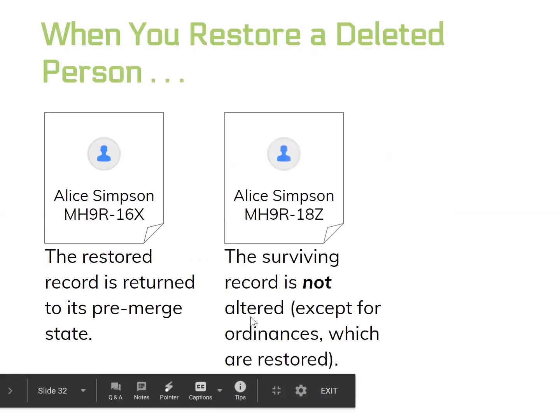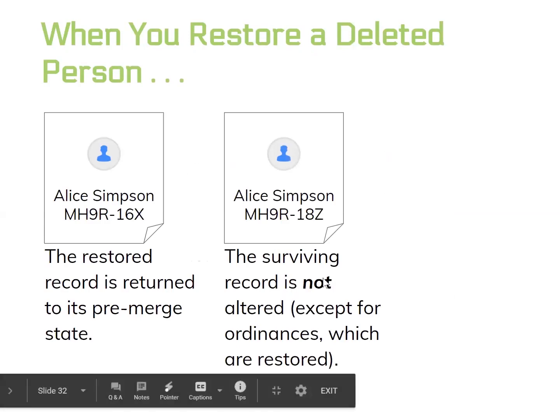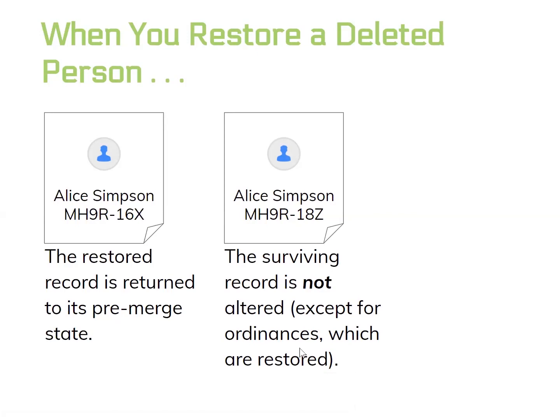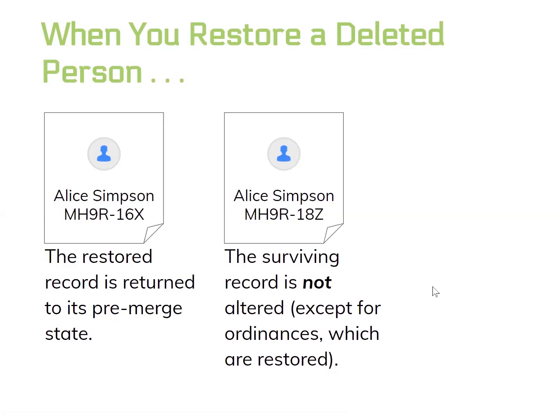But the other record, what we would have called the surviving record, even though now the merge has been undone, the surviving record is not changed except for temple ordinances, which actually are restored to their pre-merge state. And the reason FamilySearch can do that is that the ordinances are kept in a separate database from the family tree data. So FamilySearch has a record of how the ordinances were, and they restore them so that they are correct. So you don't have to worry about that.